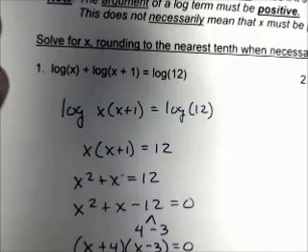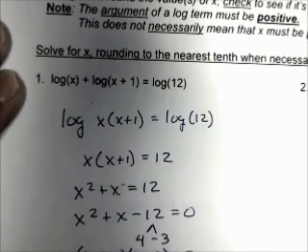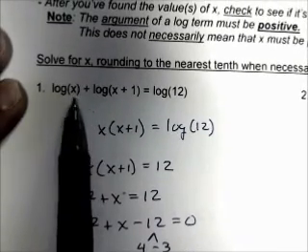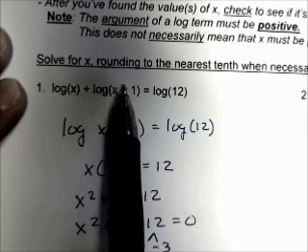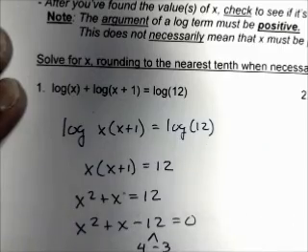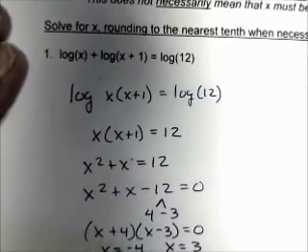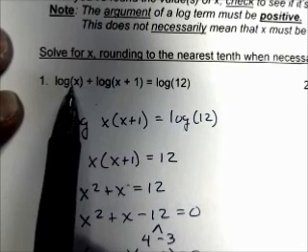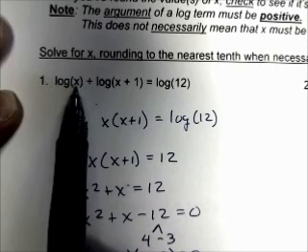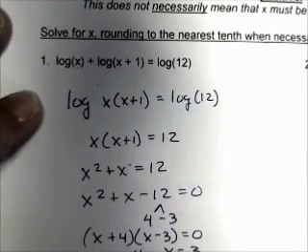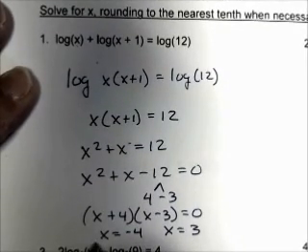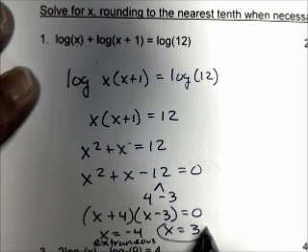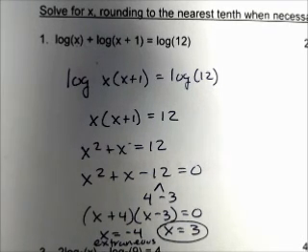Now we check. We go back to the original. If we plug 3 in for x, okay, log 3, so 3 is positive, that's okay. 3 plus 1 is 4, that's positive, all right. If we substitute negative 4 in for x, we have log of negative 4. No, the argument here has to be positive. So the negative 4 is rejected. That's extraneous. So our only solution here is an x value of 3.